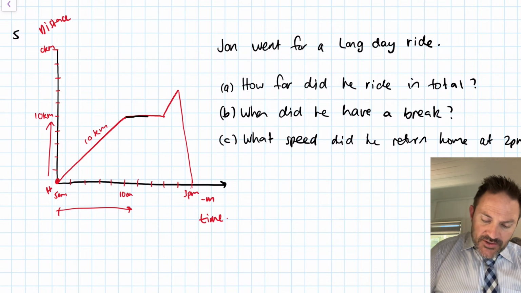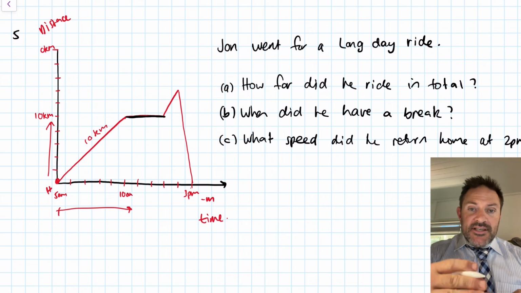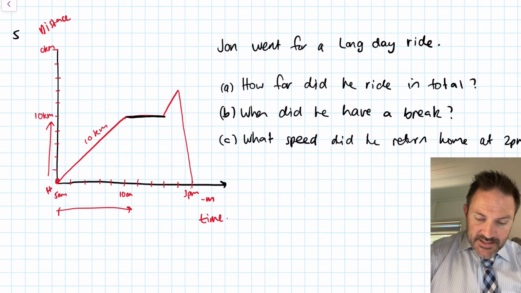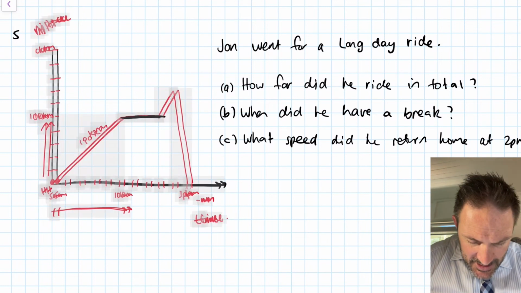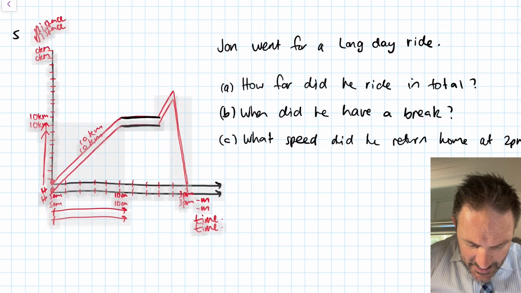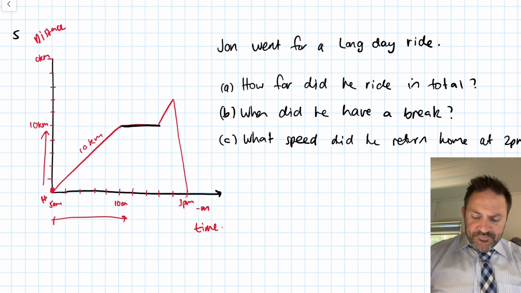What does this horizontal line mean here? Well, it means that there is no more distance happening, which means from 10, let's just move this a little bit onto the line so it makes it a little bit easier. And I'm going to move it down. That's a bit easier to read, isn't it?